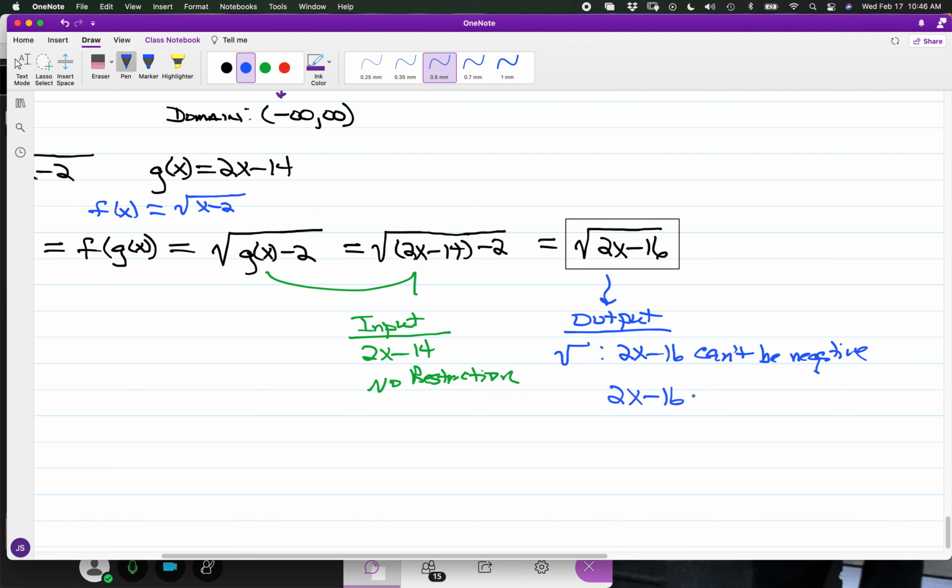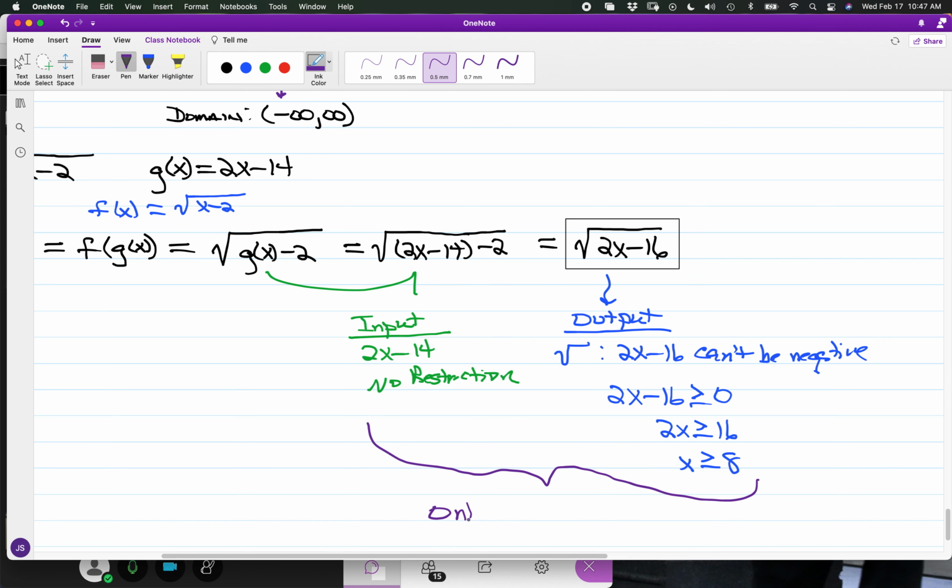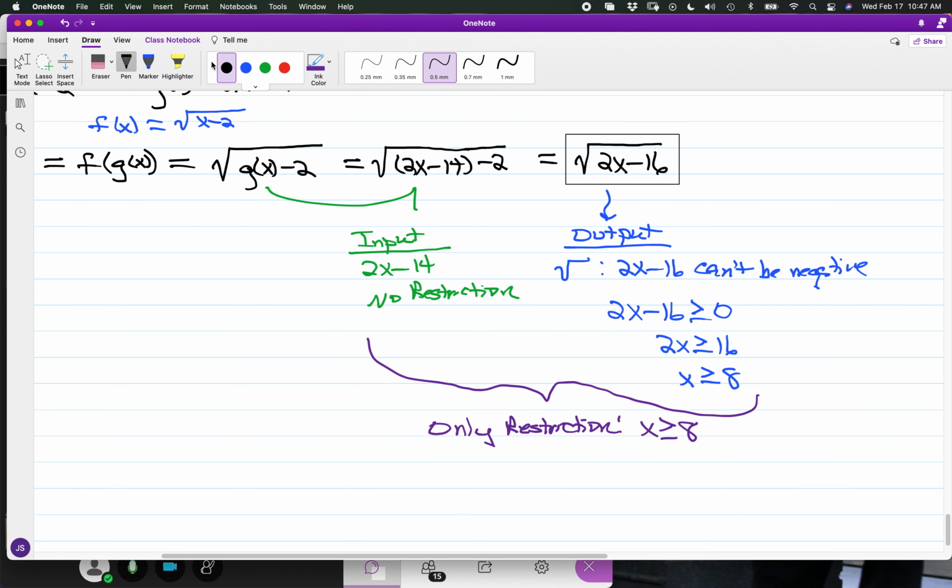So 2x minus 16 is greater than or equal to 0. And we have 2x is greater than or equal to 16. And we have a division by 2. Okay, we have x is greater than or equal to 8. And so in this one, the only restriction comes from the output, since there's no restriction on the input. So the only restriction is going to be that x is greater than or equal to 8 for this whole composition.